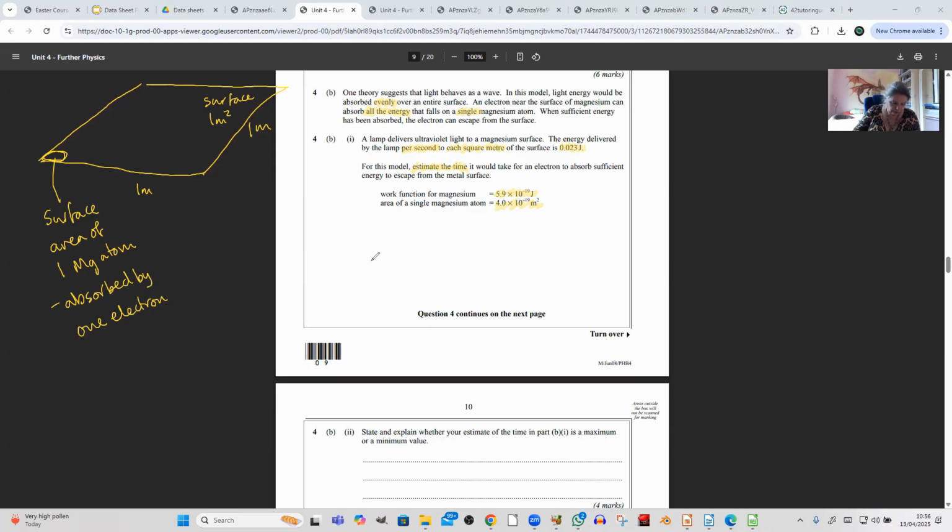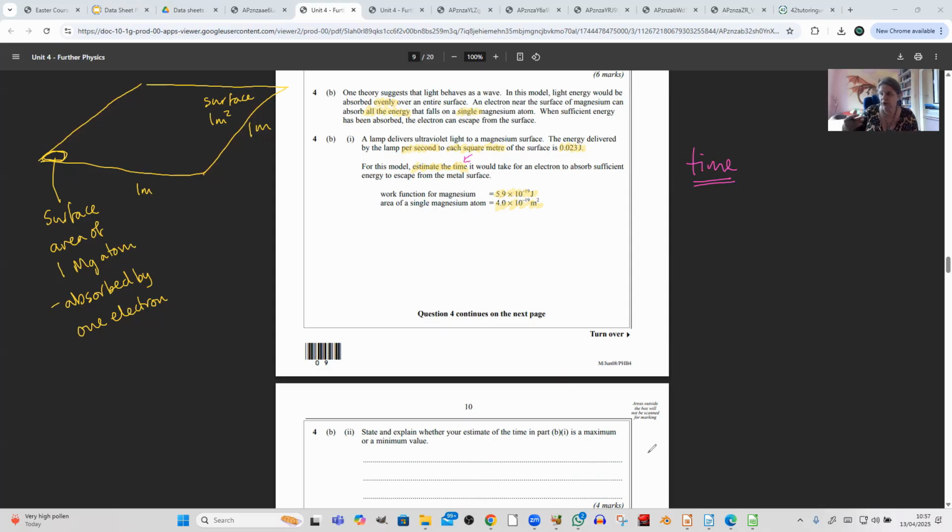Now, the diagram that I've drawn is designed to help you think about this. Remembering our problem solving method, what do we need to find? We have got to find the time. Time, that's what we've got to find. Okay, so this is a rate thing. We've got to find the time.